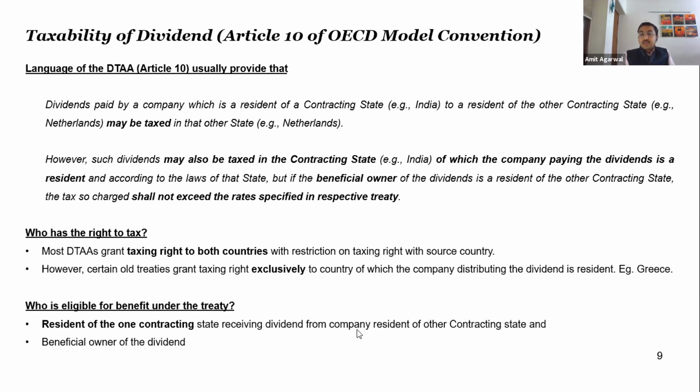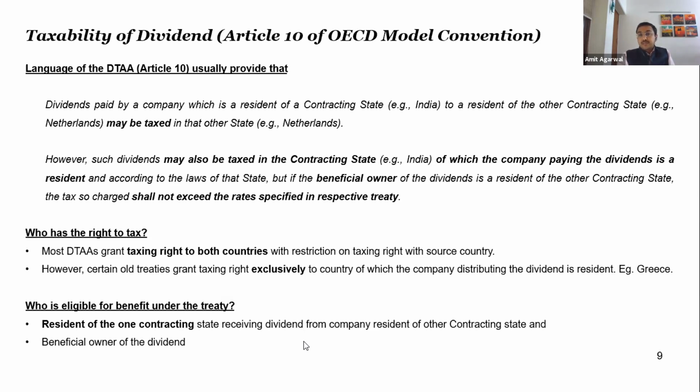But if the beneficial owner, and this we have bolded and we'll explain why, of the dividend is a resident of the other contracting state, the tax so charged shall not exceed the rates applicable or specified in the treaty. So there are two conditions which we have to see. One, the dividend clause is saying that it can be taxed by either state. Second, the treaty rate will be applicable only when the person who is receiving the dividend is the beneficial owner of that dividend. And as we move forward, Pratik will, through case studies, explain what could be the various instances where it could be otherwise as well. So that is one.